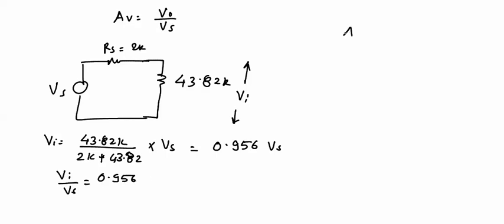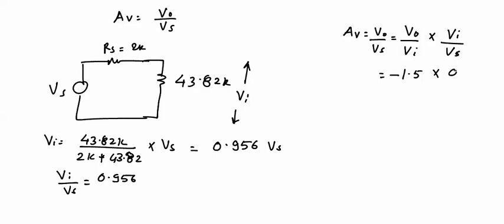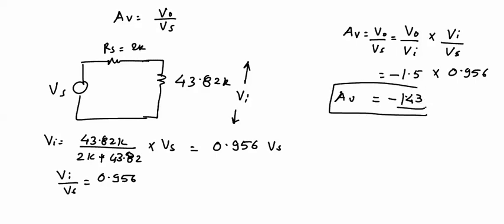So Vi upon Vs is equal to 0.956. Now the voltage gain AV equal to V0 upon Vs can be written as V0 upon Vi into Vi upon Vs. This voltage gain V0 upon Vi just now we have calculated is minus 1.5, into this Vi upon Vs is 0.956, and it becomes minus 1.43. So this is the final answer for voltage gain AV, and also we were asked to calculate Ri dash, which was 43.82 kilo ohms. So this is the final answer.